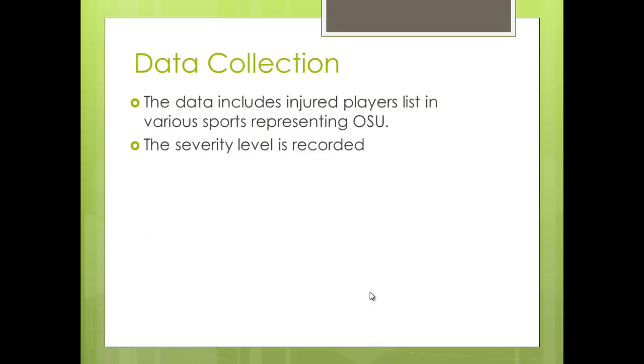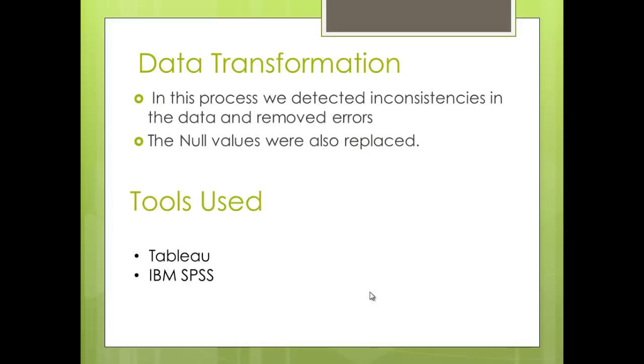Data collection. Data about Oklahoma State University players is collected with their injury records. The activity performed by the player at the injury is also recorded along with the severity level. The dataset also gives out the information on where the injury occurred and the action taken on its onset. Data transformation. Inconsistencies in the data are detected and taken off. The null values are replaced. The tools which we used to go on with our analysis are Tableau and IBM SPSS.